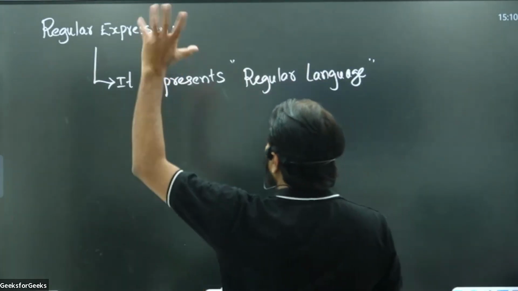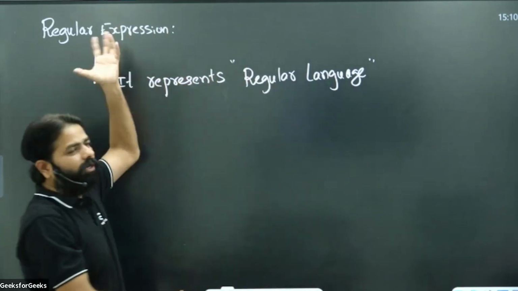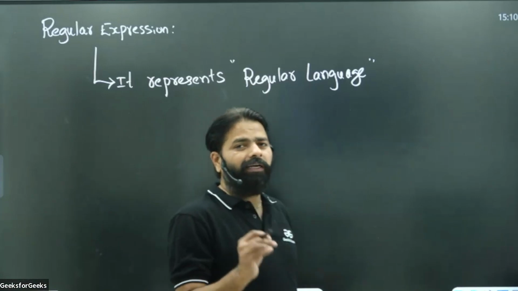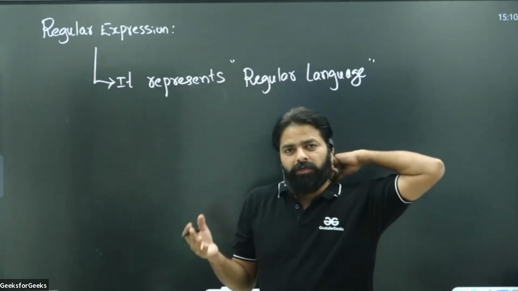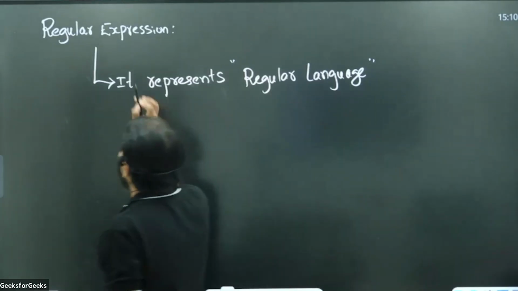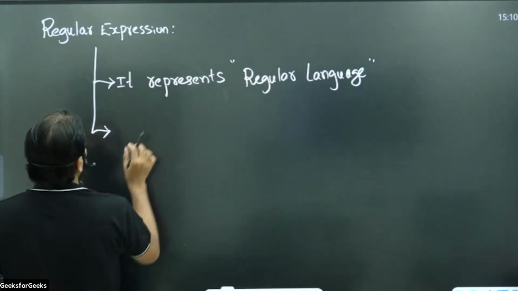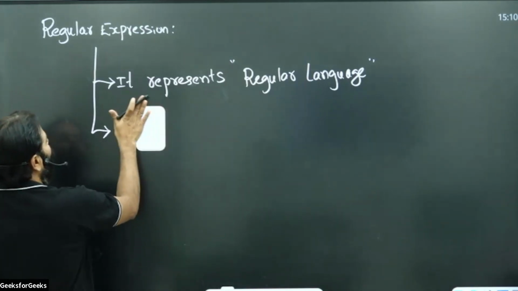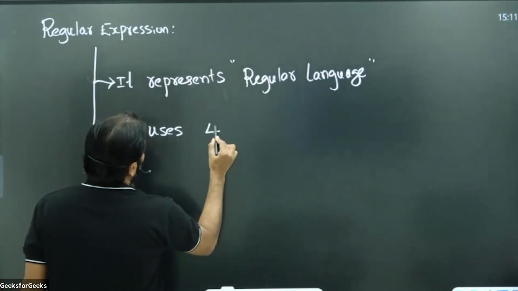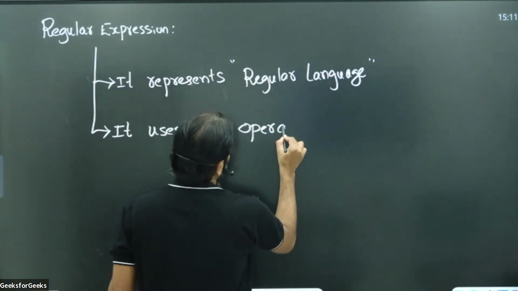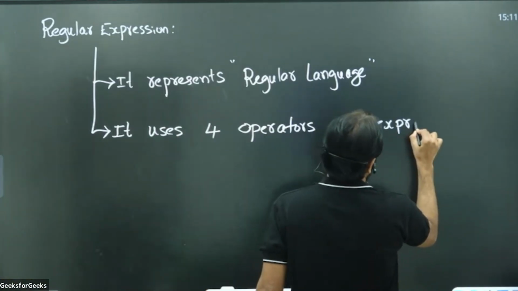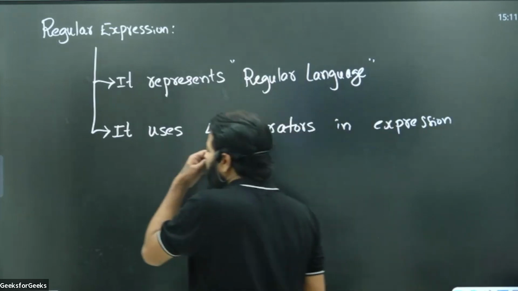But how does it represent? Of course, if you want to understand regular language, you need this model, or you need finite automata, or you need regular grammar. You cannot write these models now because you are not aware of them. So first we'll understand regular expression, then we will get to know how to write an expression. Now to write an expression, you need four operators. How many operators do you require? Four operators. It uses four operators to represent a language. What are those four operators?